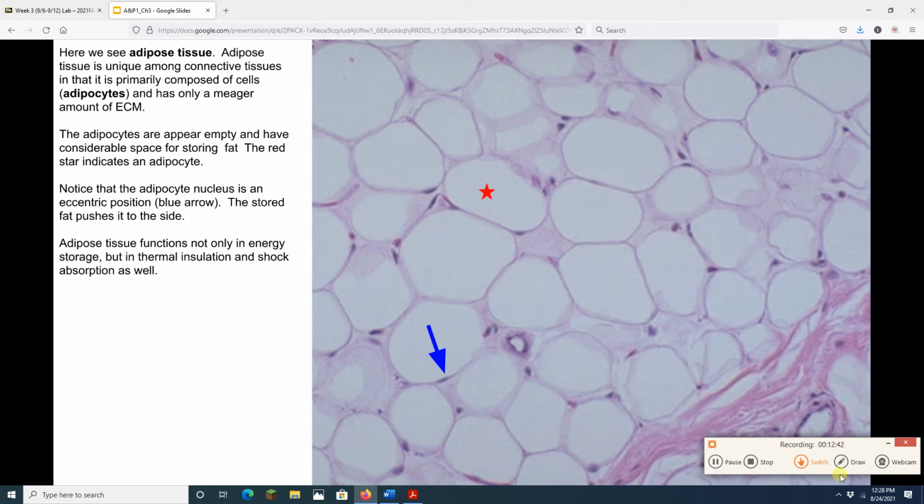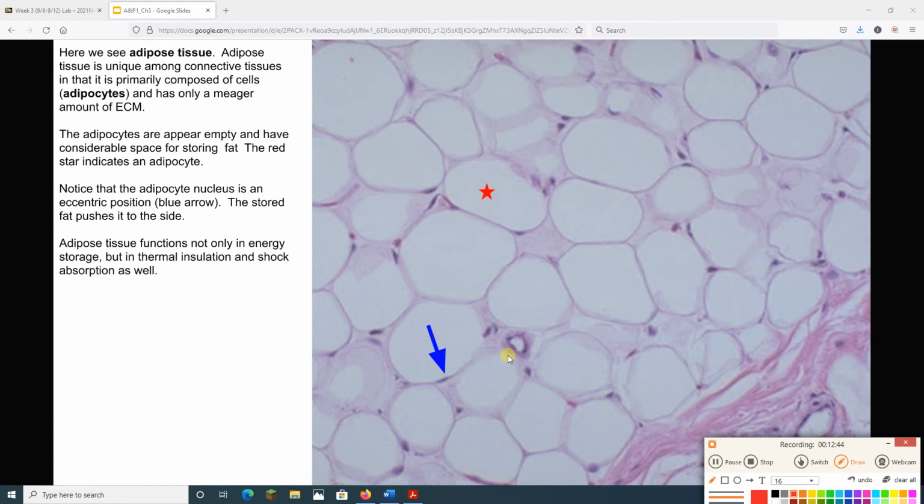And the cells are called adipocytes. I'm going to put some dots in my adipocytes. They look kind of empty. These are all adipocytes. Lots of adipocytes. Adipocytes are fat cells. There is only a meager, a scant amount of extracellular matrix in adipose tissue. So it's like the exceptional connective tissue in that regard.